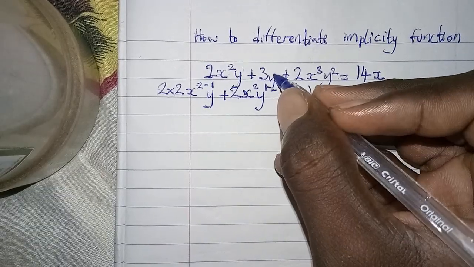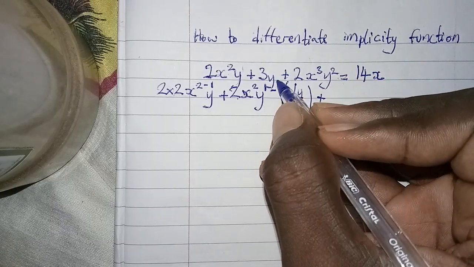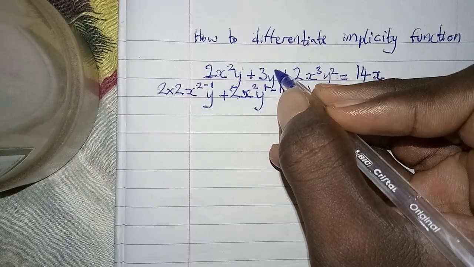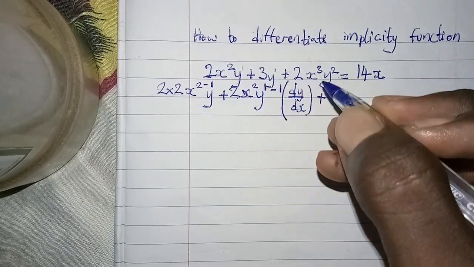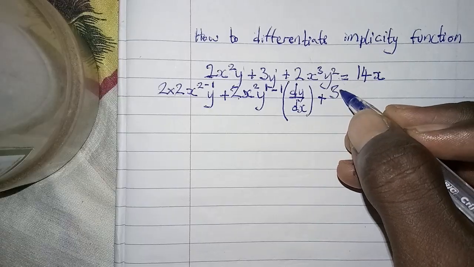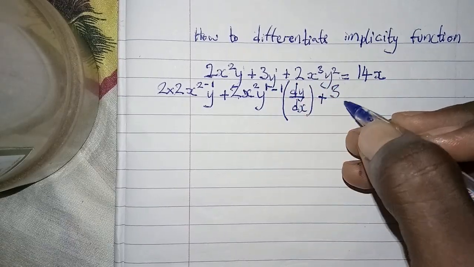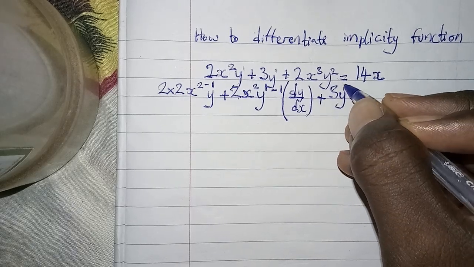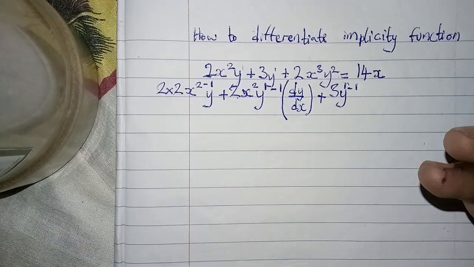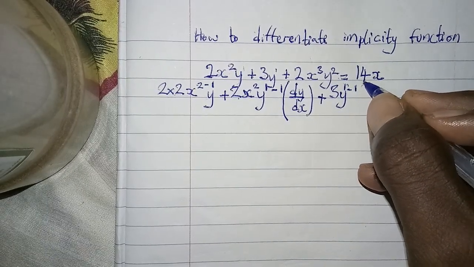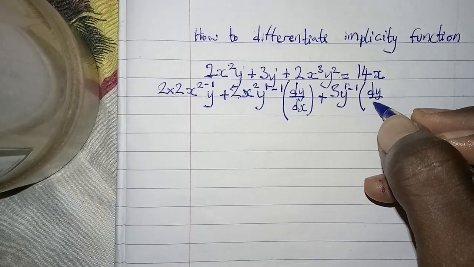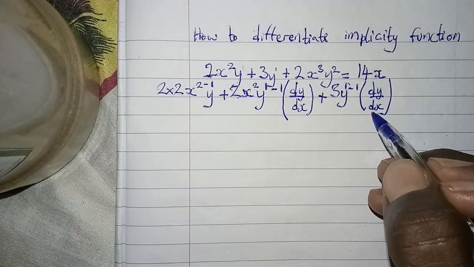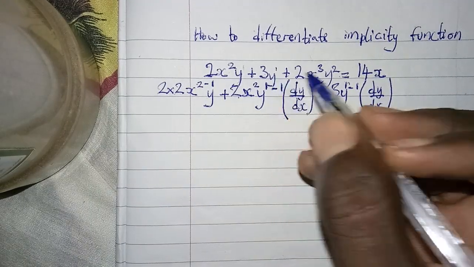So we have 3y. So 3y, we have only the y value. So we have an exponent 1 here. Exponent 1 times 3 will give you 3. We're going to get y to the 1 minus 1. Then we will bring our dy/dx, because we are dealing with the y value.